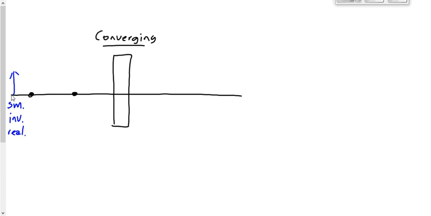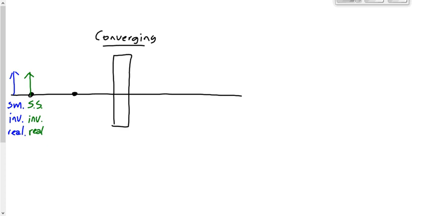Now, let's put our object right at 2f. Again, our object is the same size as it was before, but the image characteristics will be a little bit different. Is this image going to be larger, smaller, or the same size as the object? It's going to be the same size. Is it going to be upside down, inverted, or right side up? It's going to be inverted. And is it going to be real or virtual? It's going to be real. So you can start seeing a pattern forming here. Both inverted, both real, but one is smaller, one is the same size.